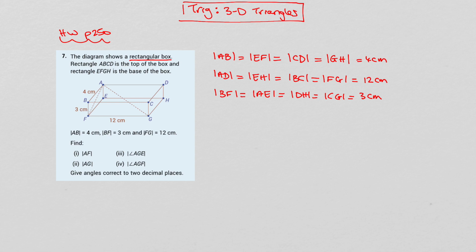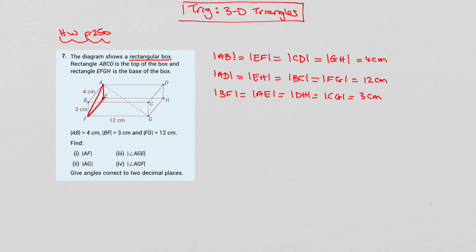Okay, so the first thing it wants us to do here is to find A to F. So if I look at the box, I can see A to E, which is the height of the box. And I can see F to E, which is running along the ground. And then I need to find this side here, which connects A to F. So because this is a rectangular box, it's like having a cornflakes box on its side.